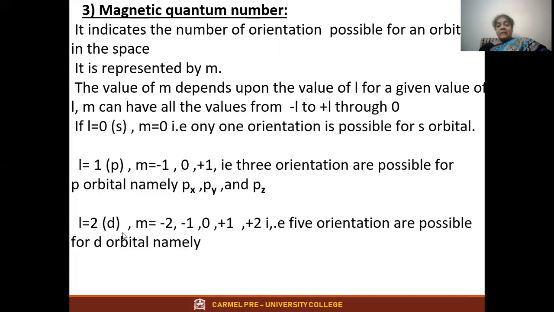Okay. Next, l is equal to 2. If l is equal to 2, what are the possible values of m? Minus 2, minus 1, 0, plus 1, plus 2. As I told you, minus l to plus l through 0. Totally 5 orientations are possible for d. So, s has only one orientation, p has 3 orientations, d has 5 orientations. Okay: dxy, dyz, dzx, dx square minus y square, dz square.